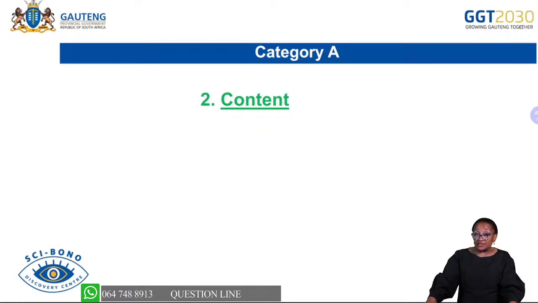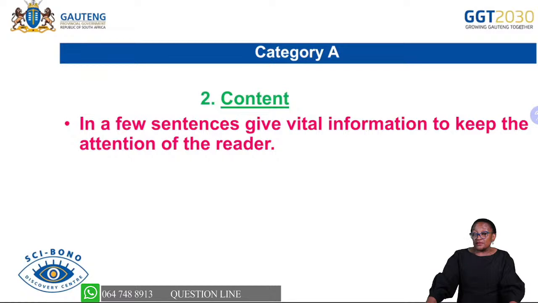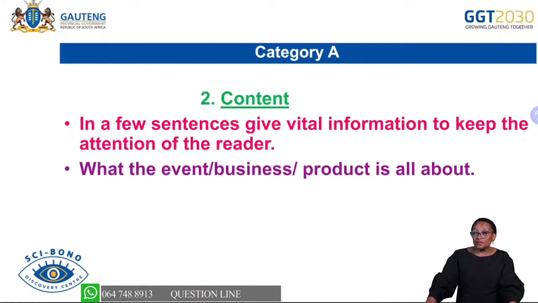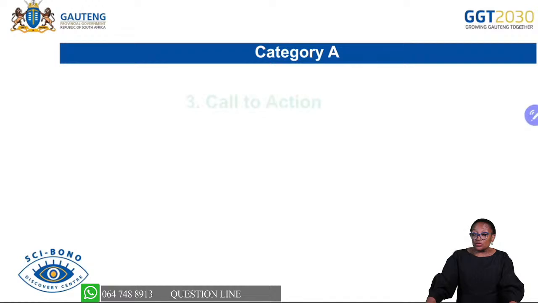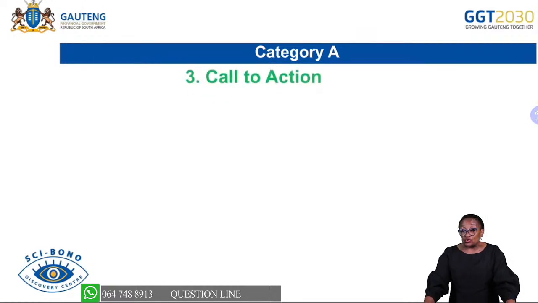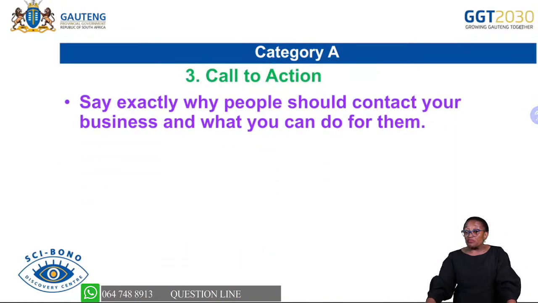Secondly, there's the content. This is what you need to include. In a few sentences, you give vital information to keep the attention of the reader. You need to tell what the event or business or product is all about. And thirdly, you should also include some form of a call to action. Say exactly why people should contact your business and what you can do for them. You need to inspire action.